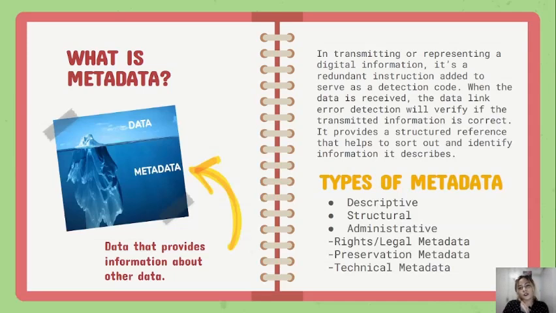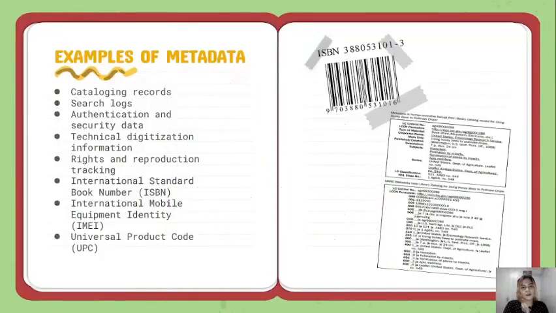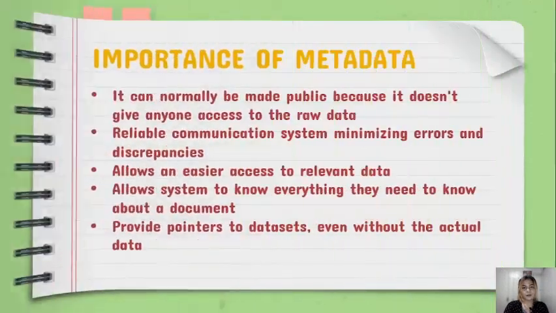The different types of metadata include descriptive, structural, and administrative, with the subtypes of rights or legal metadata, preservation, and technical metadata. Some examples of metadata include catalog records, search logs, authentication and security data, technical utilization information, rights and reproduction tracking, ISBN, IMEI, and UPC.